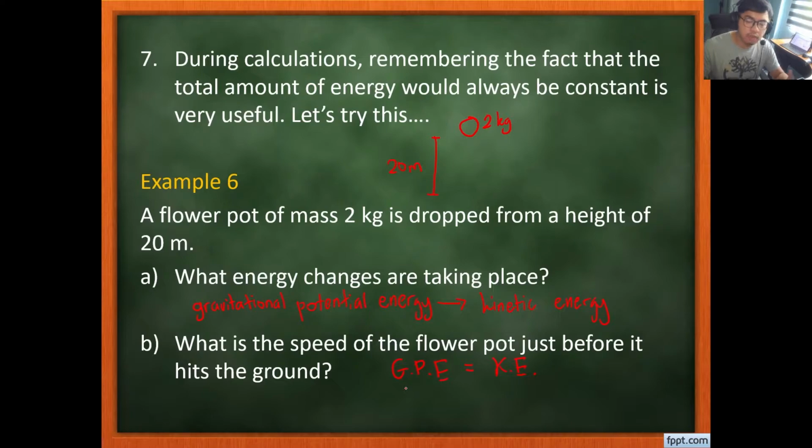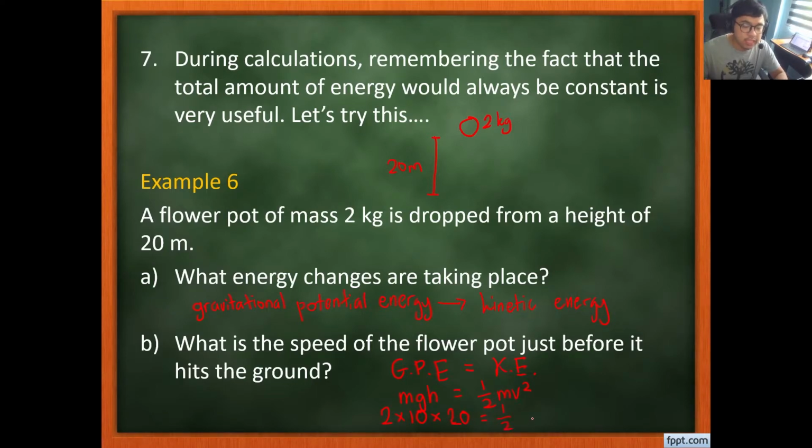We can use the formula that we learned last time. So for gravitational potential energy, this is equal to mgh, and for kinetic energy, this is equal to half mv squared, and we're trying to find the speed, the velocity in this case. Now let's put the values into the formula. What's the mass of the flower pot? That's 2 kilograms. What's g, the gravitational field strength? We're going to take that as 10 because this is on Earth. What about the height? The height is given to us, which is 20 meters.